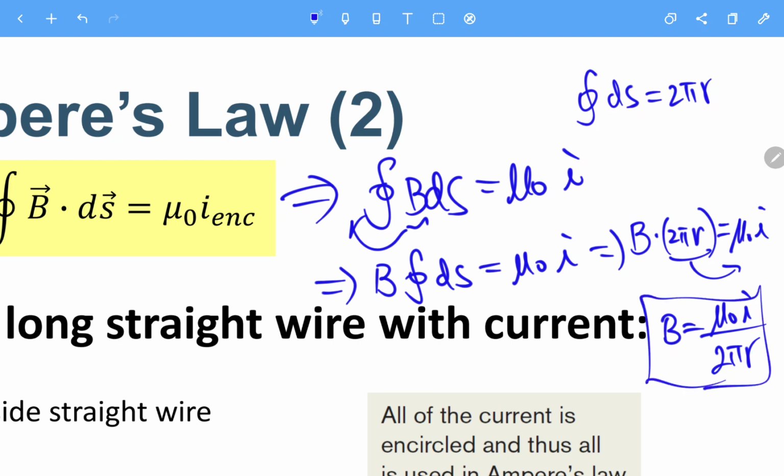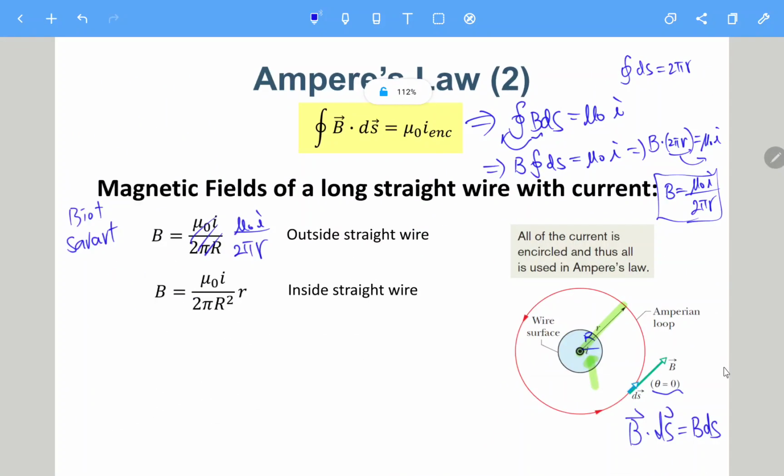This is what we got at the beginning of this chapter using the Biot-Savart law, which is this one. When r is larger than or equal to capital R, which means the point is outside the straight wire, we get this expression. It doesn't really matter whether this wire is thin. Thin means the radius of it is 0, or if it has some radius, the current is distributed uniformly over this wire.